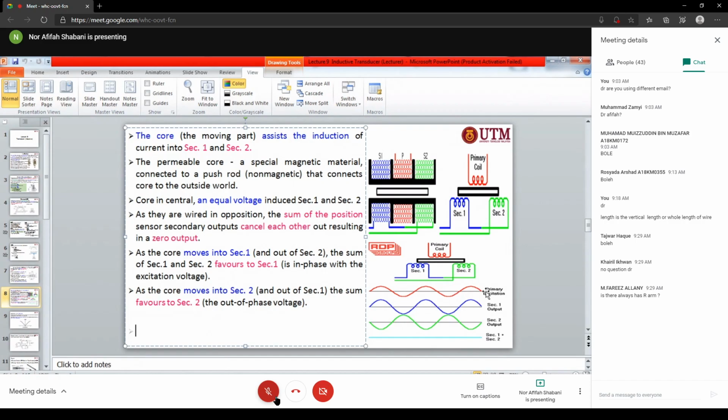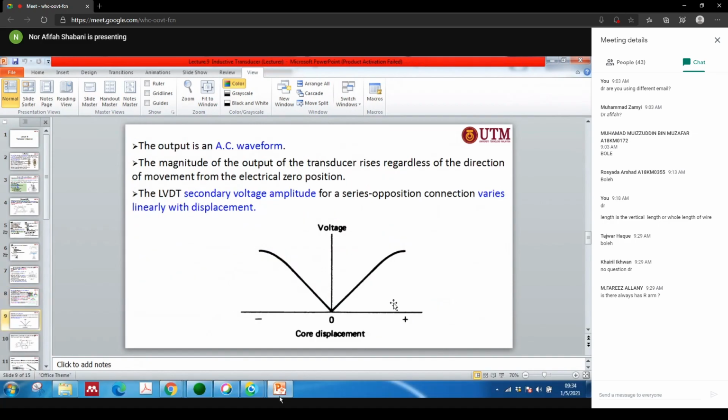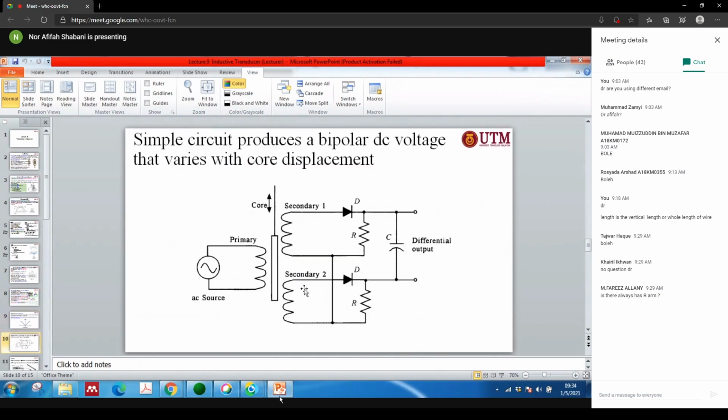So this primary, that means the excitation, you will inject some AC voltage here. So this is the AC output waveform, right? So for example, when you go to the right, your voltage will be increased a little bit and so on. When it goes to the left, it will decrease. Here we get some voltage, but it will inverse the polarity here. Okay, this is the simple circuit.